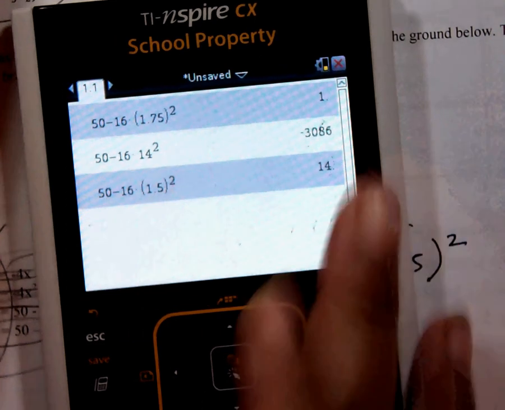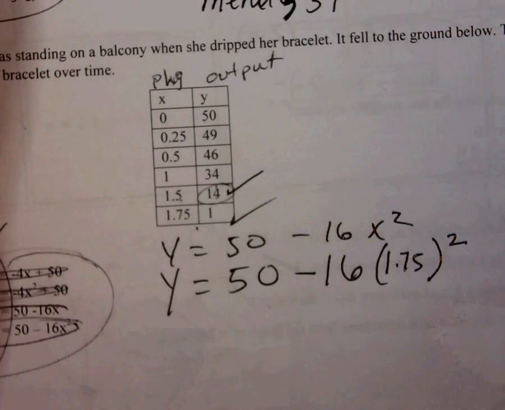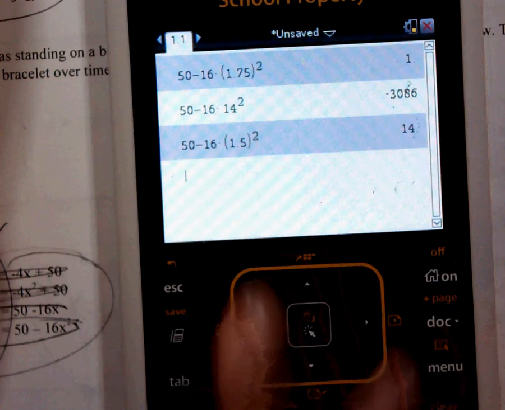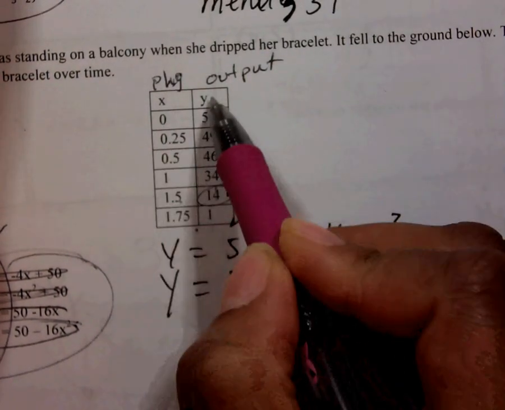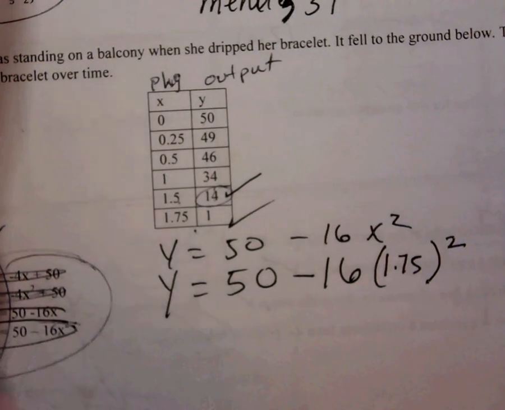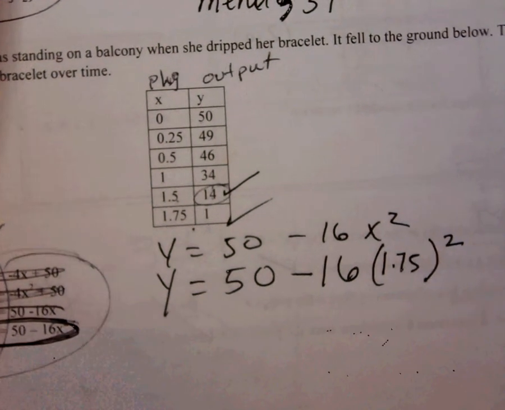Yes, I did. So I keep trying, and I plug in all my numbers, and I notice that every last x value gives me the y value listed. So D is my answer.